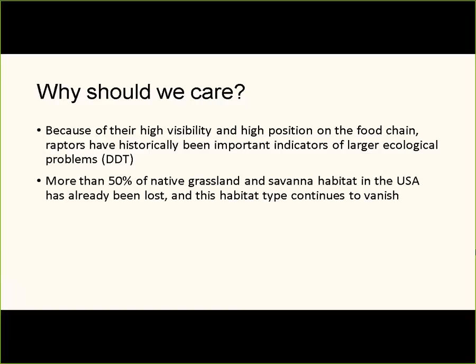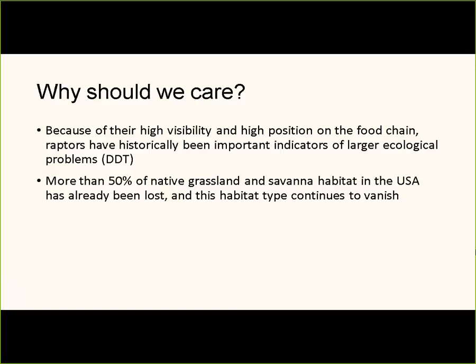Second, like I said, these are birds of open country. They need open habitat to forage in. More than 50% of native grassland and savanna habitat in the USA has already been lost, some of it to development, the building of buildings and that sort of thing, some of it to agriculture. And some agriculture, kestrels can hunt in farm areas, but intensive row crop agriculture of nothing but corn and soybeans for miles and miles and miles is not good kestrel habitat.